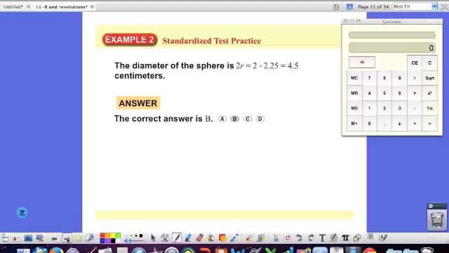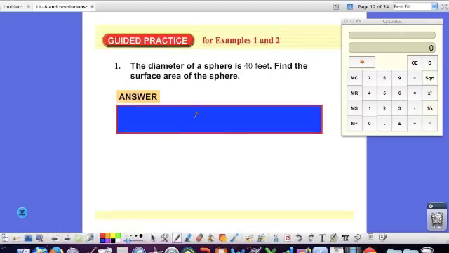And we are correct. So exciting. Let's see how well we've paid attention. If the diameter of a sphere is 40 feet, find the surface area.